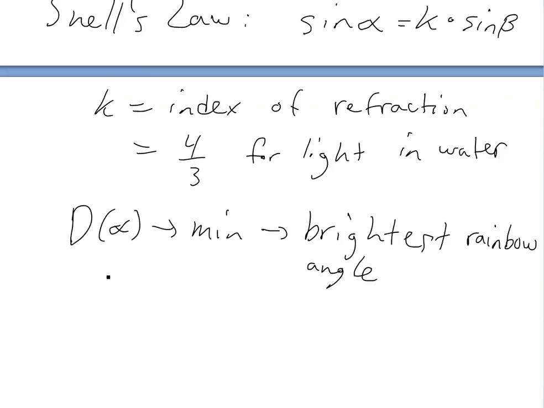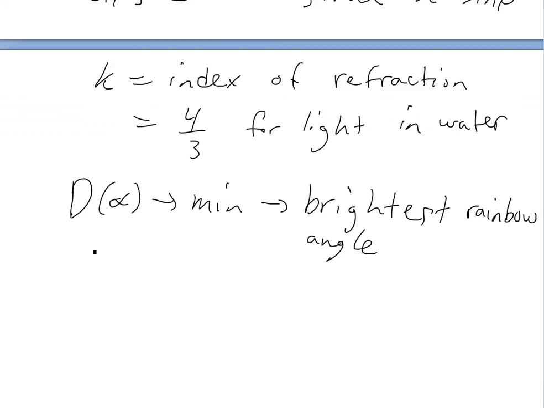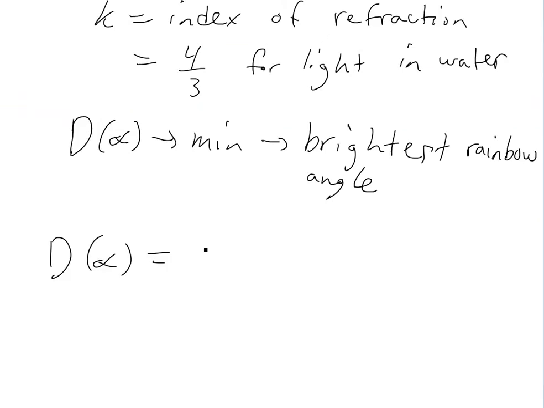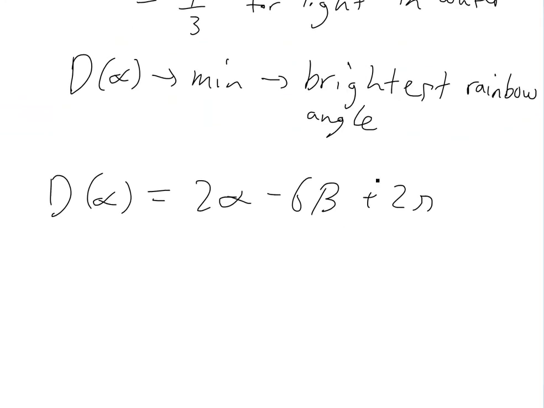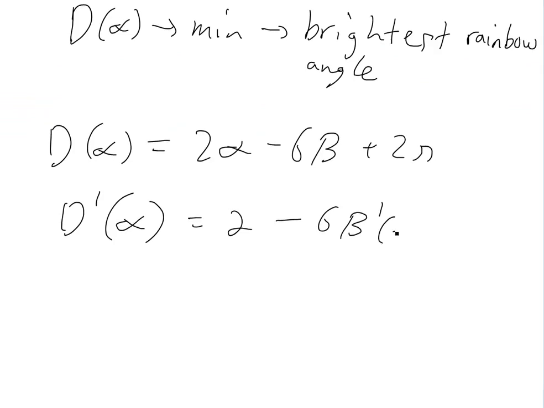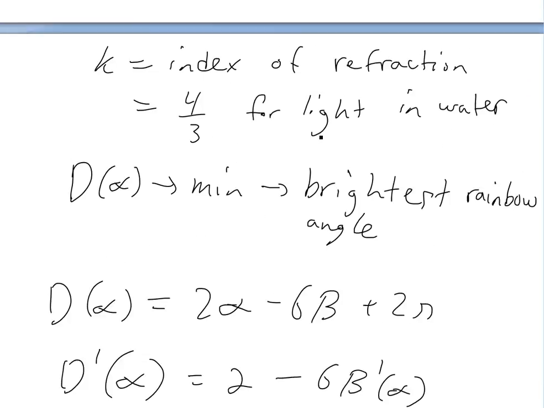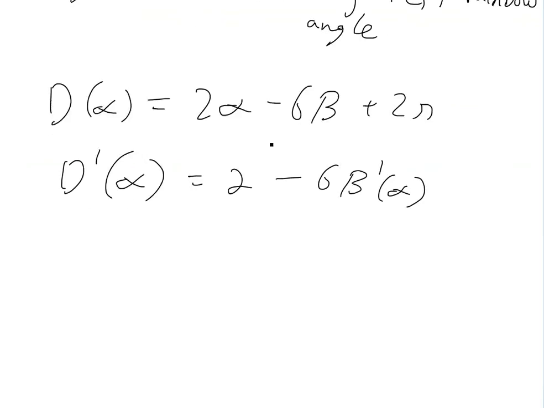And to get the minimum here, we've got to do the derivative. So let's just write this down again. The deviation angle D of alpha is equal to 2 alpha minus 6 beta plus 2 pi. Take the derivative. This is just 2 minus 6, times beta prime, and the 2 pi becomes 0. Because beta is a function of alpha using Snell's law, we just have to find what beta prime is.